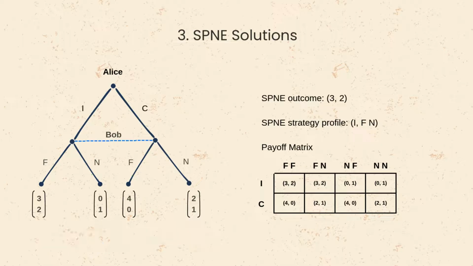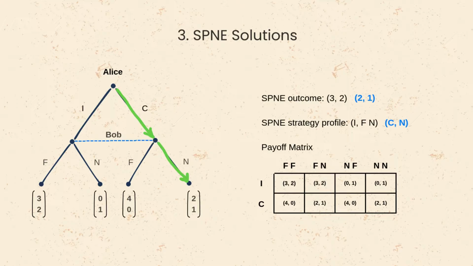Knowing that, he calculates the possible payoffs for Alice. If Alice invests, she might get 3 or 0, meanwhile when she does not invest, she'll get either 4 or 2. Whatever Bob will choose, Alice is better off choosing not to invest. So knowing this, Bob's best response to Alice's strategy is not to fund it.